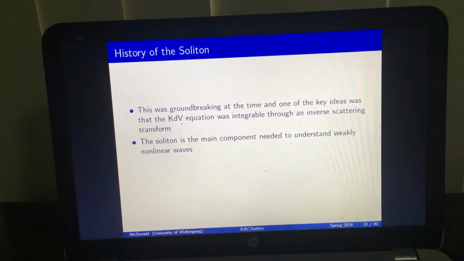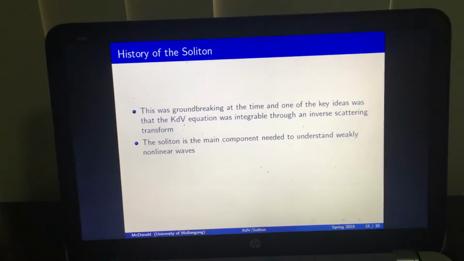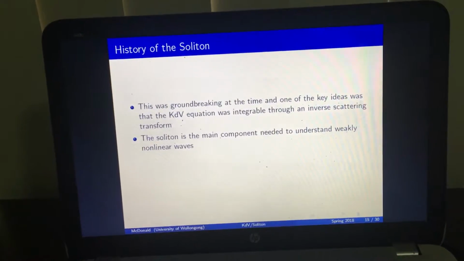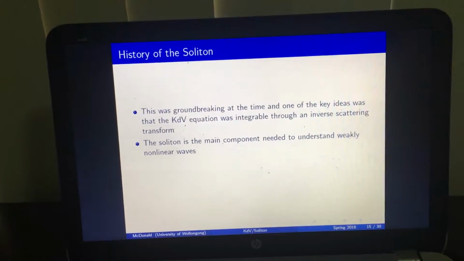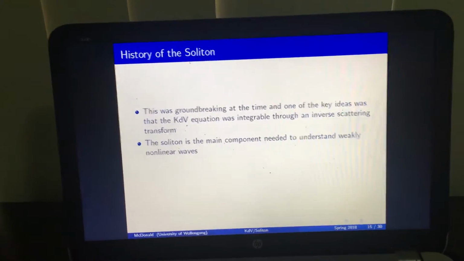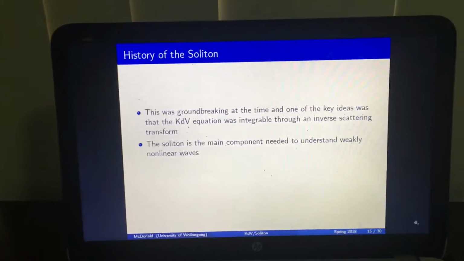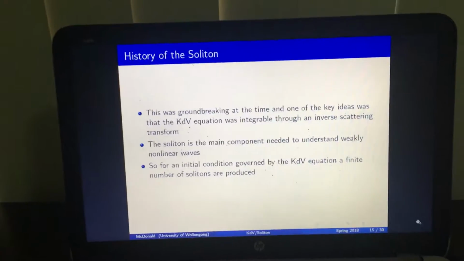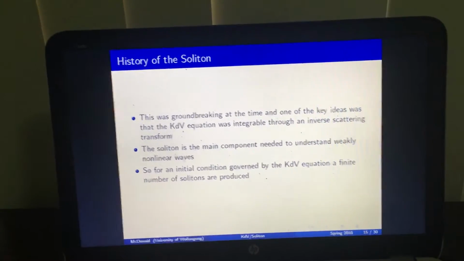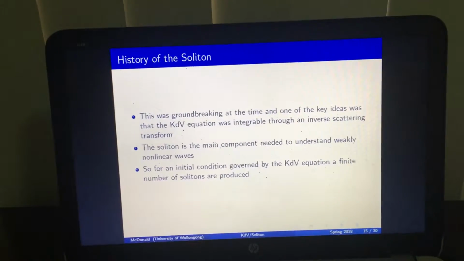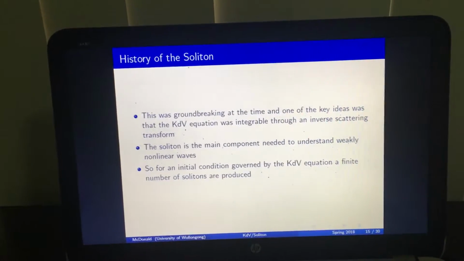So this was another huge breakthrough, and one of the main ideas behind this was that the KdV equation was integrable through an inverse scattering transform. And what the soliton did was that it allowed weakly nonlinear wave theory to develop and be understood a lot more. So now for given initial conditions governed by the KdV equation, a finite number of solitons are produced.